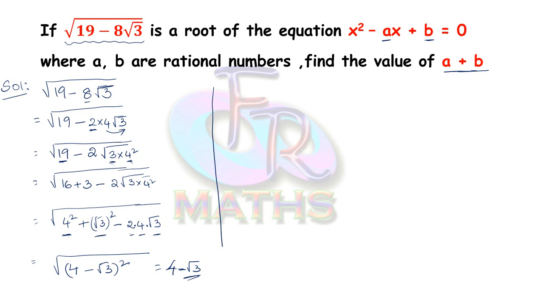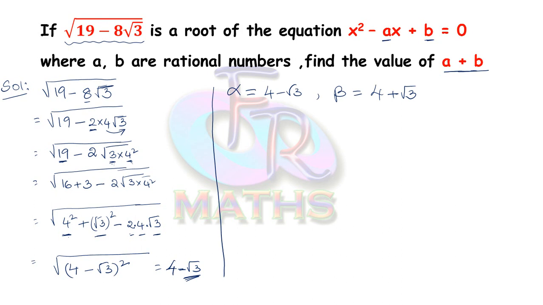After this we have a particular relation regarding the roots. If the root is an irrational number, then its conjugate will be the other root. That means if one root alpha is 4 minus root 3, then beta is its conjugate, which will be 4 plus root 3. So if alpha is 4 minus root 3, then beta is 4 plus root 3.